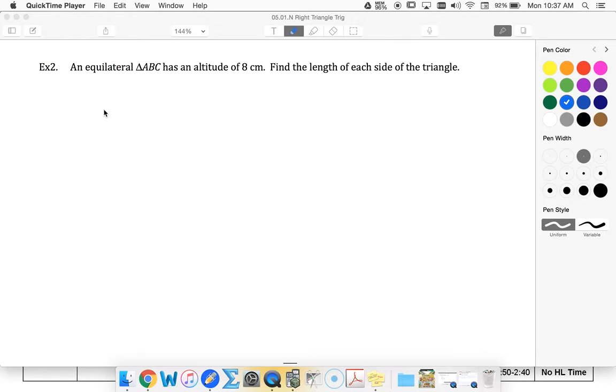All right, we've got sort of a word problem here. An equilateral triangle, ABC, has an altitude of 8 centimeters. Well, the altitude is its height. So let's start by drawing it.